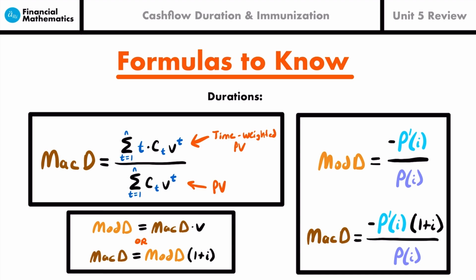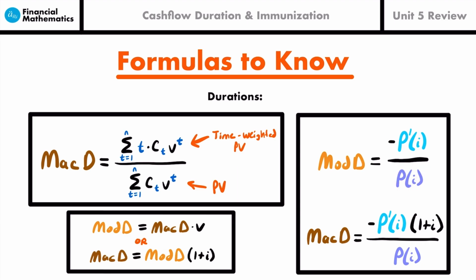All right, now there is another way to find a modified duration and a Macaulay duration, and that is to use present value functions or price functions. And that's what I have over here. You can find the modified duration for a set of cash flows by taking the negative derivative of the price function or the present value function for that set of cash flows and dividing it by the price or present value function.